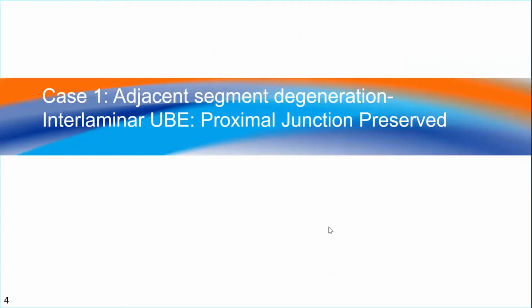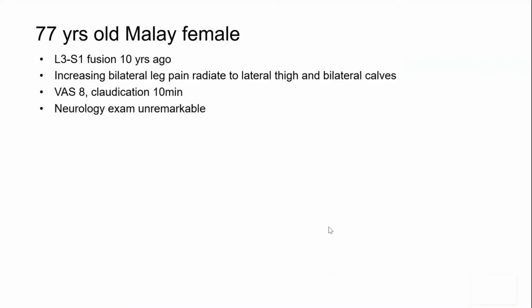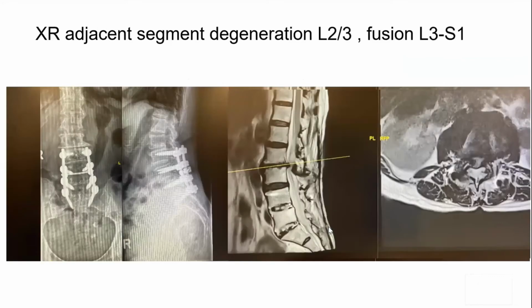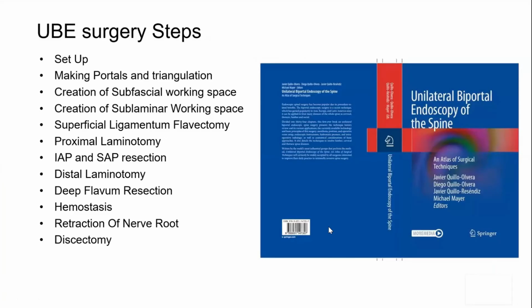So case 1 is a patient that has a proximal junction preserved, with an L3 to S1 fusion done 10 years ago, with adjacent segment degeneration, as you can see here. The patient has fused nicely. This patient is 77 years old. The decision is made to decompress rather than do a revision fusion.